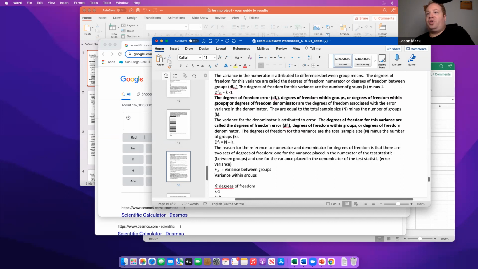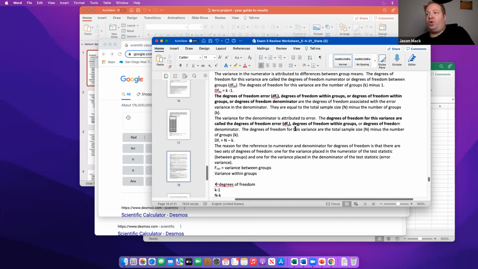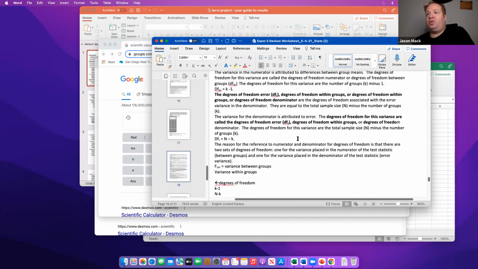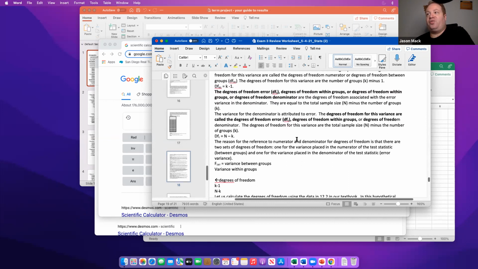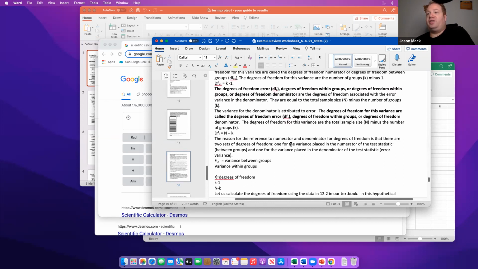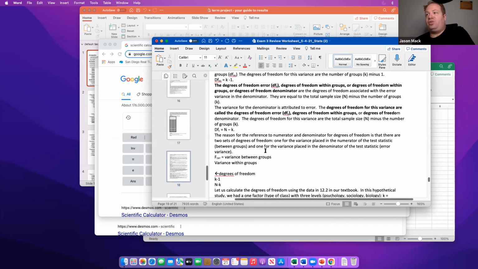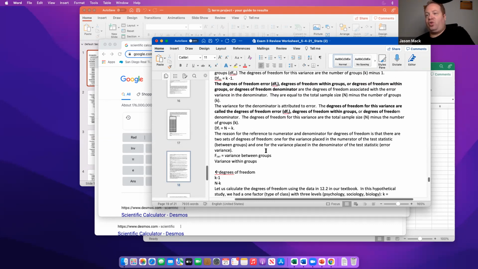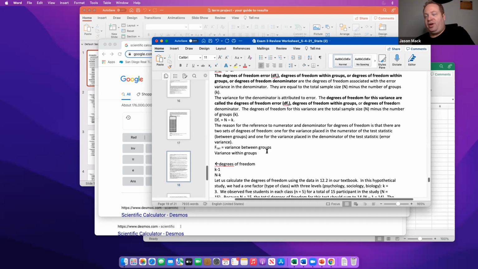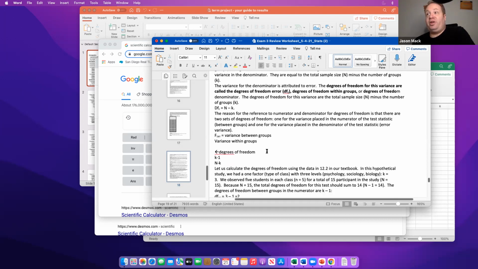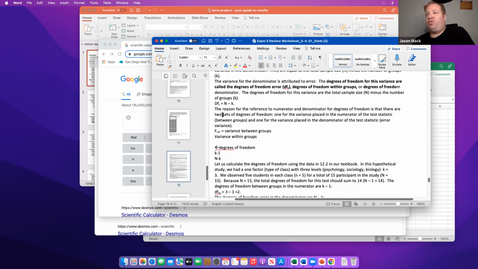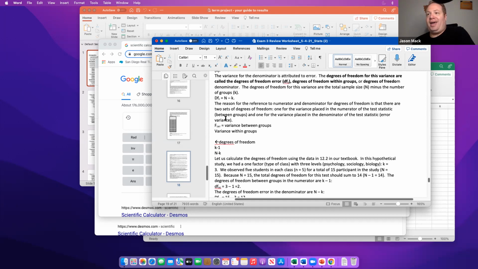The degrees of freedom error, or degrees of freedom within groups, or degrees of freedom denominator, are the degrees of freedom associated with the error variance in the denominator. They are equal to the total sample size n minus the number of groups k. The variance for the denominator is attributed to error. The degrees of freedom for this variance are the total sample size n minus the number of groups k. Degrees of freedom error is equal to n minus k.